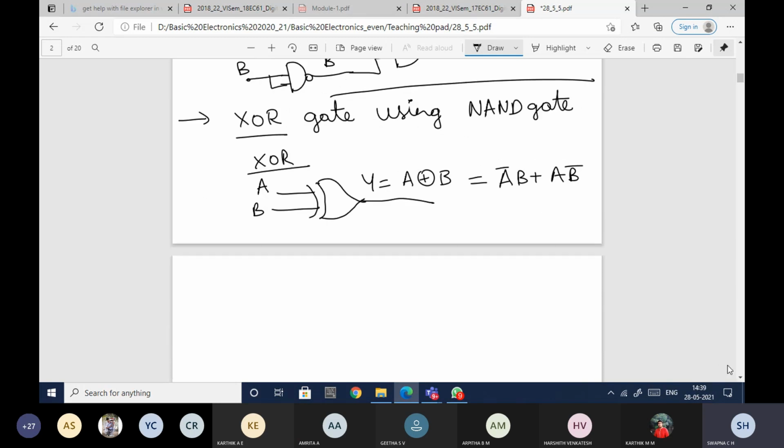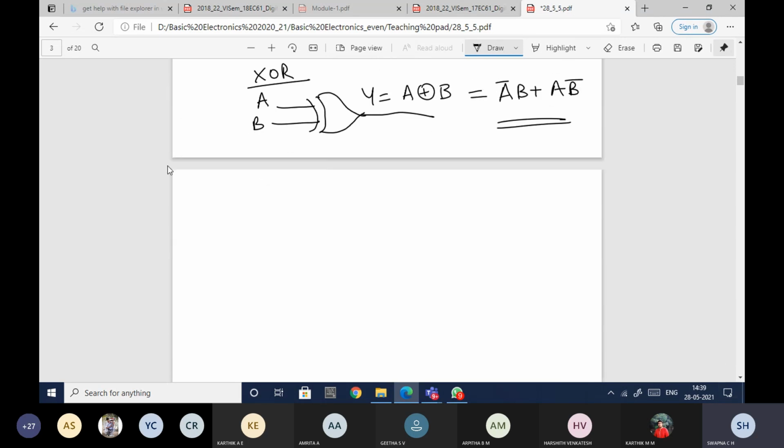Again I need to implement this function using NAND gate. So I'll take the output equation. Output equation Y is nothing but A bar B plus A B bar. Is it in the required form? What is the required form? Term dot whole bar form it should be, right? Yes or no? Yes, ma'am. Is it in the required form? So what I need to do?